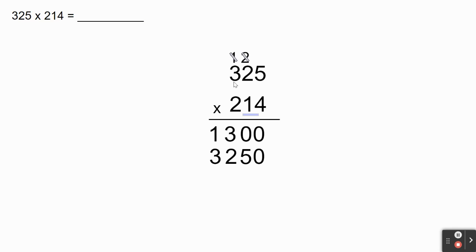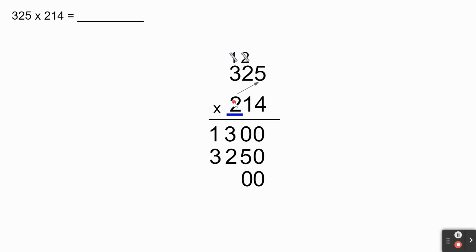Now we're going to be multiplying the top factor, 325, times the 2 in the hundreds place. So we'll be following the same pattern where we're going to multiply 2 times the ones place, then the tens place, then the hundreds place. Since the 2 is in the hundreds place, we are going to place a 0 in our answer in the ones place and in the tens place so that our answer will start in the hundreds place, since it's really like we're multiplying 325 times 200.